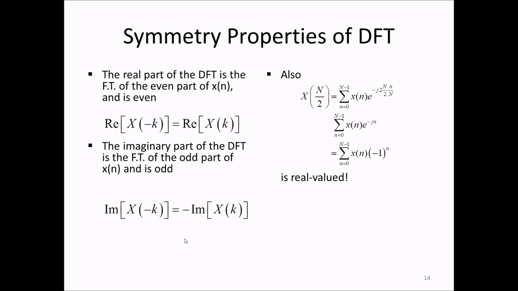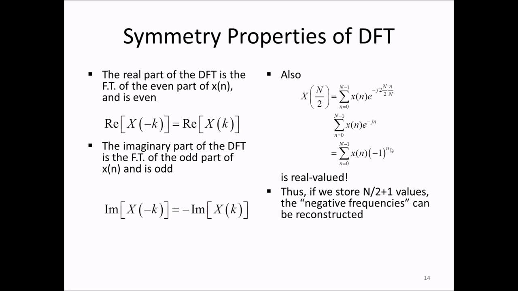It's also easy to see that the value of the DFT at half the block size, half the sampling frequency, as we saw, X of N half, is a real value since it's equal to this time signal times minus 1 to the n. This together with the symmetry means that if we store N half plus 1 values, so we store from k equals 0 up to N half, we will have enough values to be able to reconstruct the negative frequencies. But we need to store also this real valued half sampling frequency value.